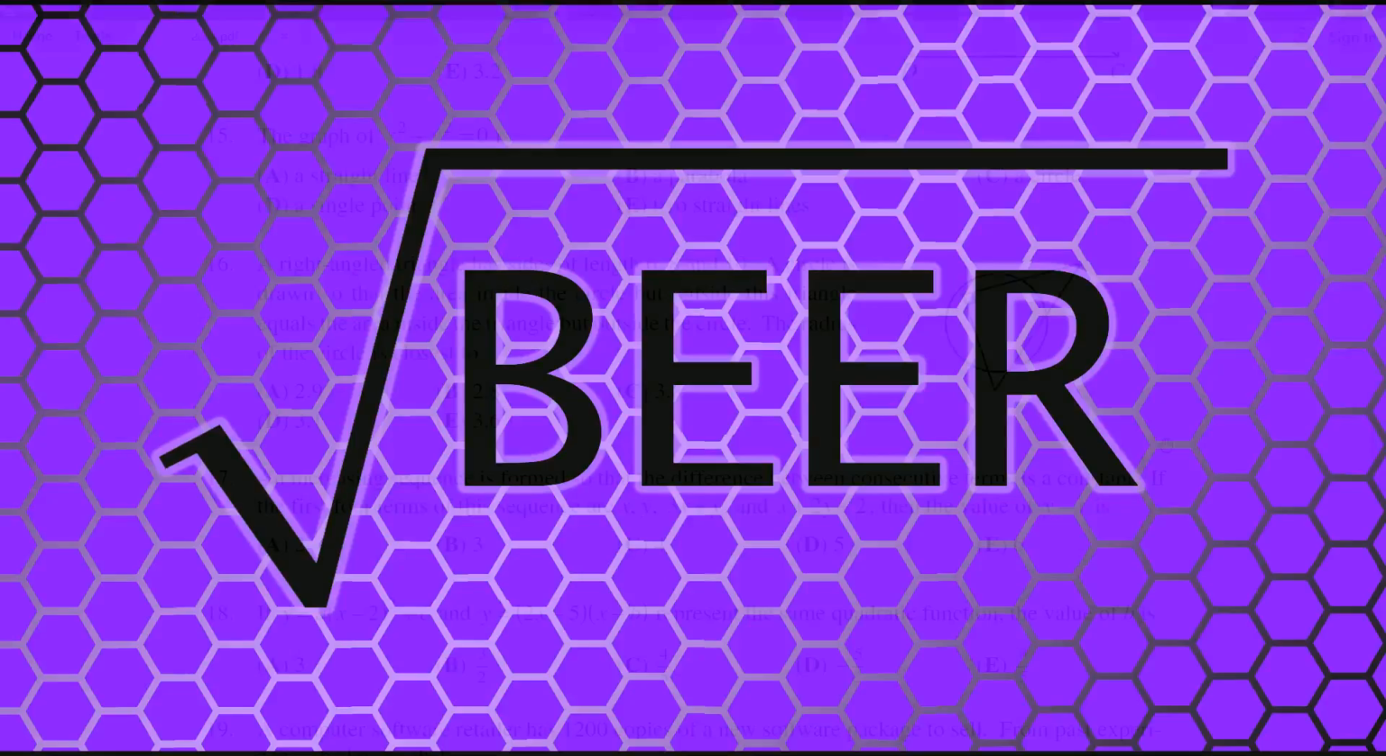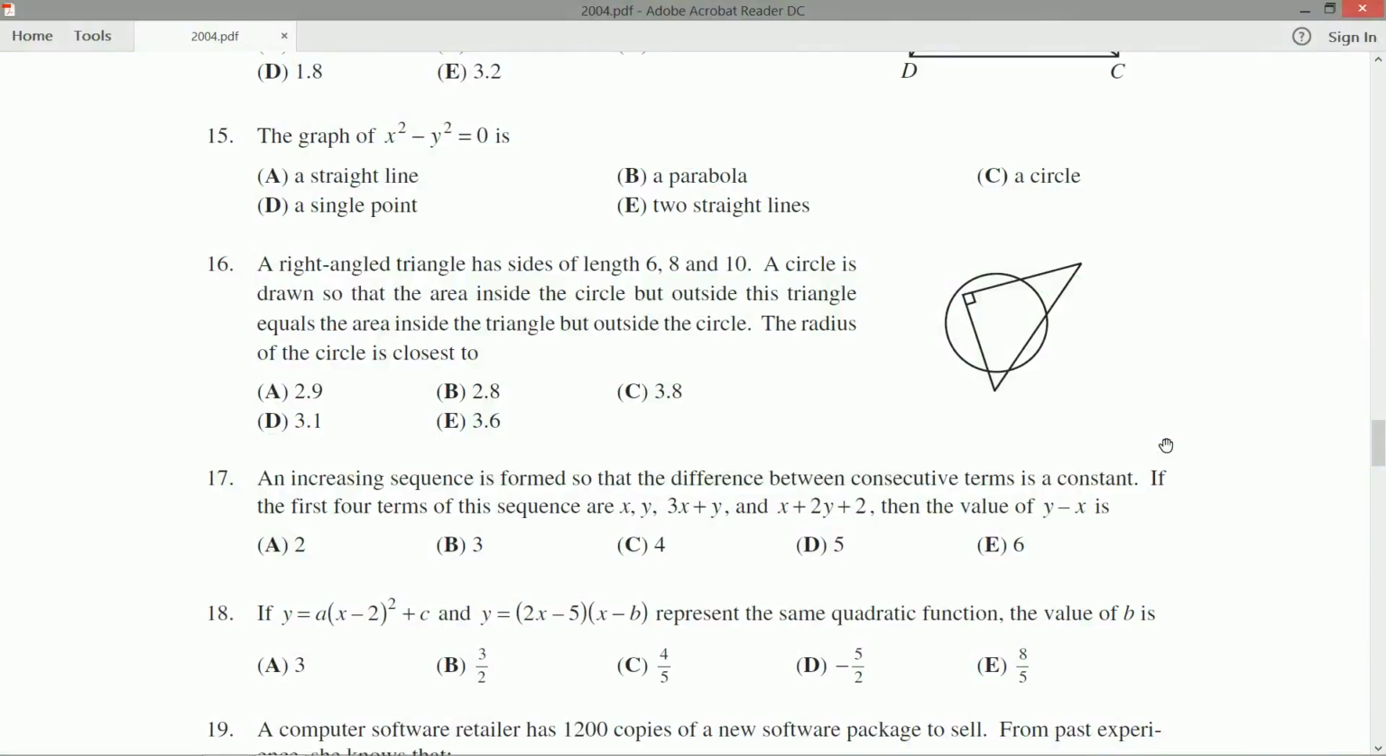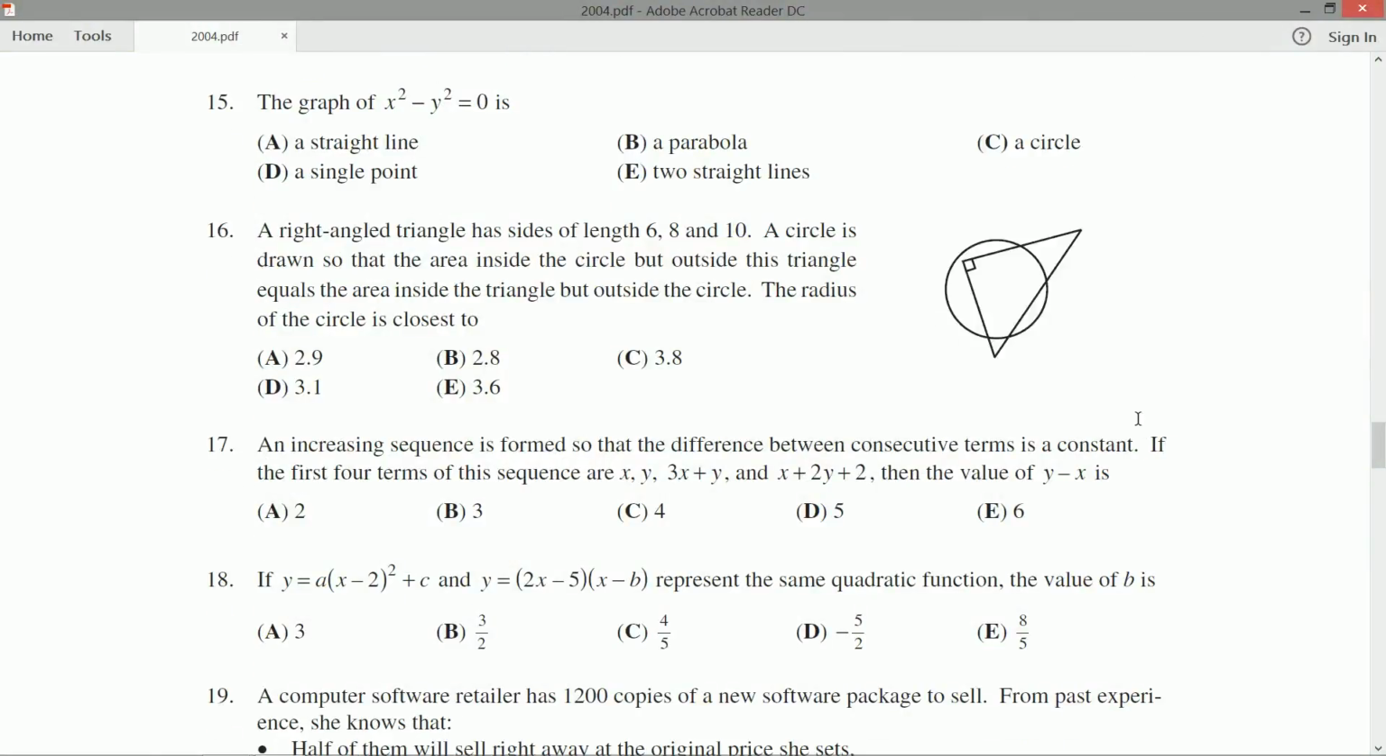We're taking a look here at question number 16 on the 2004 grade 11 multiple choice. That's the Fermat competition. And what have we got here for question number 16? A right-angled triangle has sides of length 6, 8, and 10. Yeah, that's a Pythagorean triple that everyone should be comfortable with, especially on the grade 11 paper.